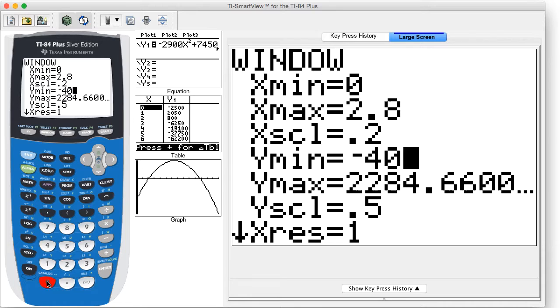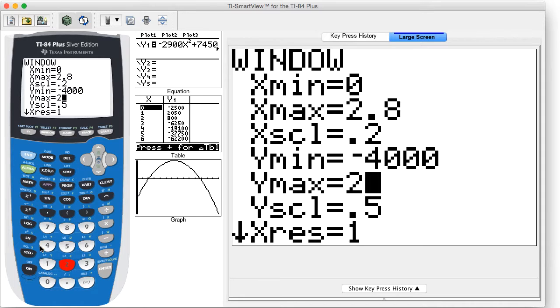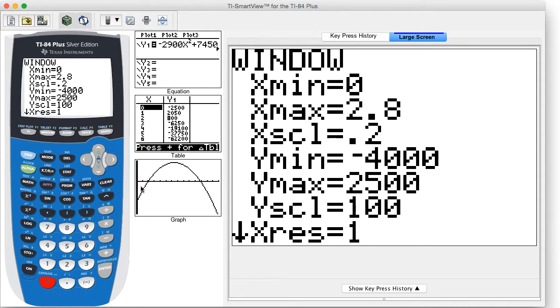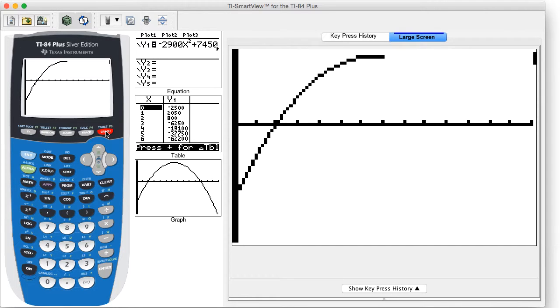I usually do this and make a couple of basic adjustments. And 2284 is very specific. Why don't we just graph to 2500? And an increment of 0.5 is going to put too many ticks along the y-axis, so maybe we'll use a tick mark of 100. So we'll go in increments of 100. And then we'll take a look at the graph again here. Okay, so I'm happy with this window.